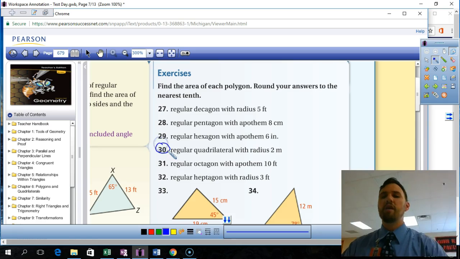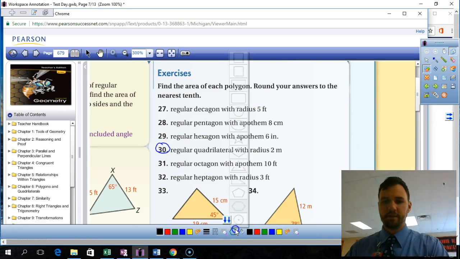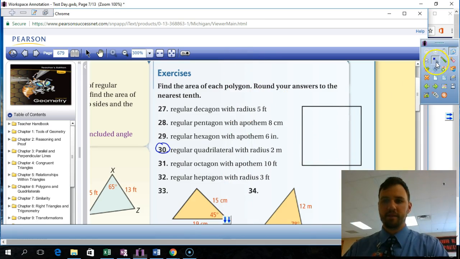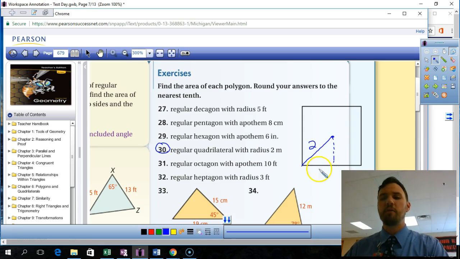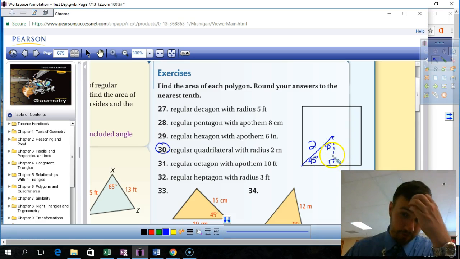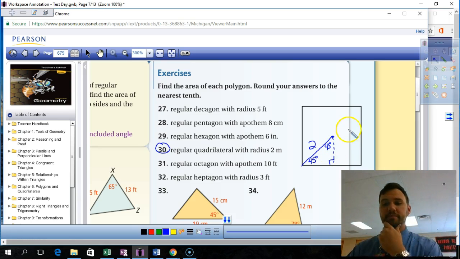So this one was a regular quadrilateral with a radius 2. So we have to draw a square. And now our radius goes from here to here. It's 2. Now for a square, I want to find side length. That's 90. In a square, hopefully you understand if that's 90 split in half is 45 degrees. So it's a 45-45 right triangle.